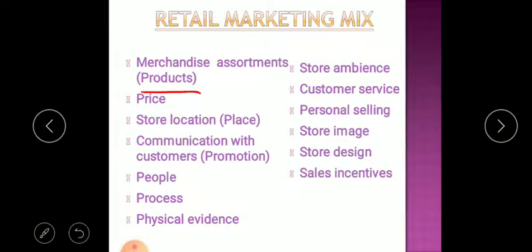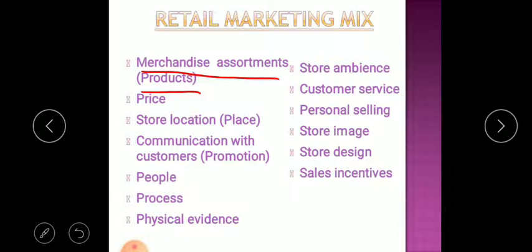First one is product. It refers to the merchandise assortment. Now what is this merchandise assortment? Merchandise means products, any product that has been kept in a retail outlet for sale. For example, if you go to a retail outlet and the owner or the employees have switched on the fan on the ceiling, you cannot purchase that fan because they are using it for their own purpose, it is not for sale. So it does not constitute merchandise. Merchandise is all those products which the retailer has purchased so that he can trade them, that is, sell them off, resell them.